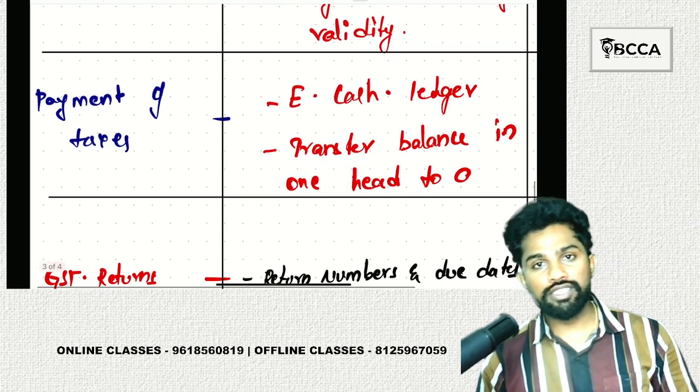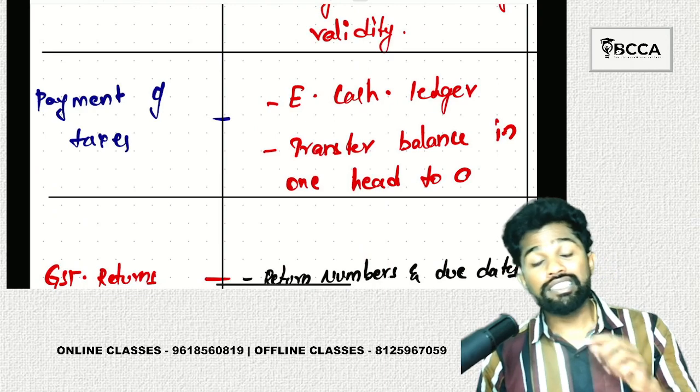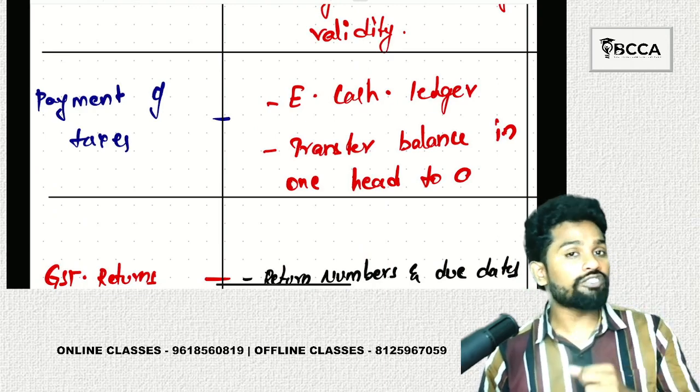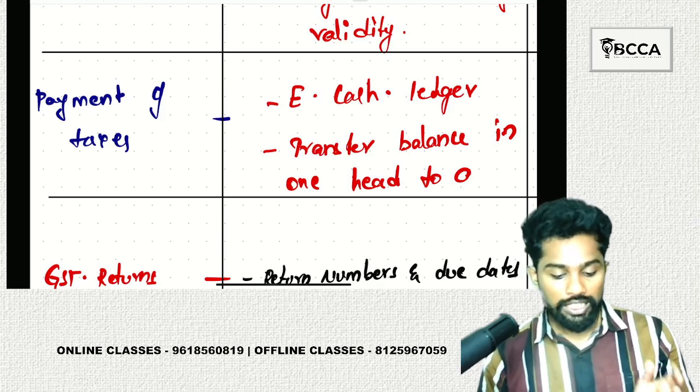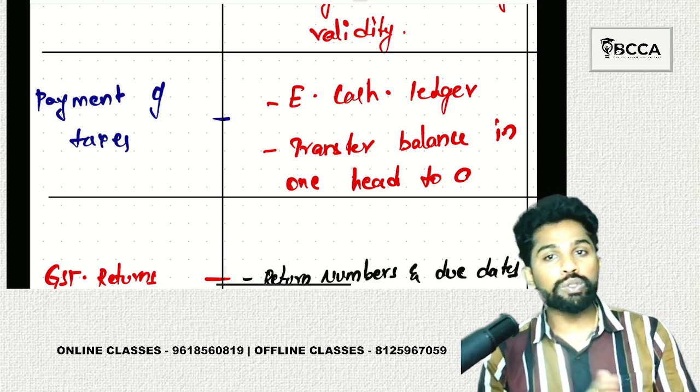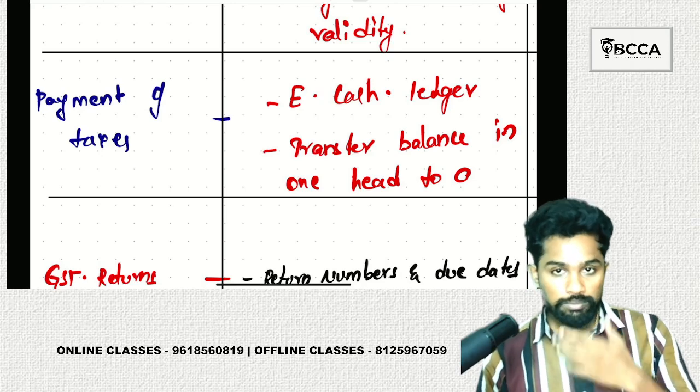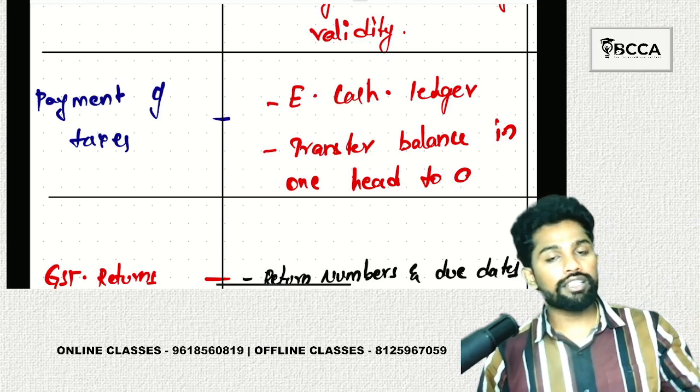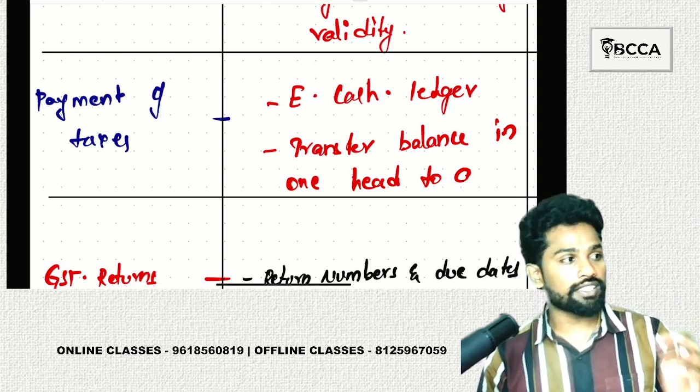Then payment of taxes, sir. It is about the e-cash ledger and then the liability ledger, so the order of discharge of taxes is important. And then transfer of balance from one head to another. Within the cash ledger, the transfer between minor heads and major heads is there, that area.